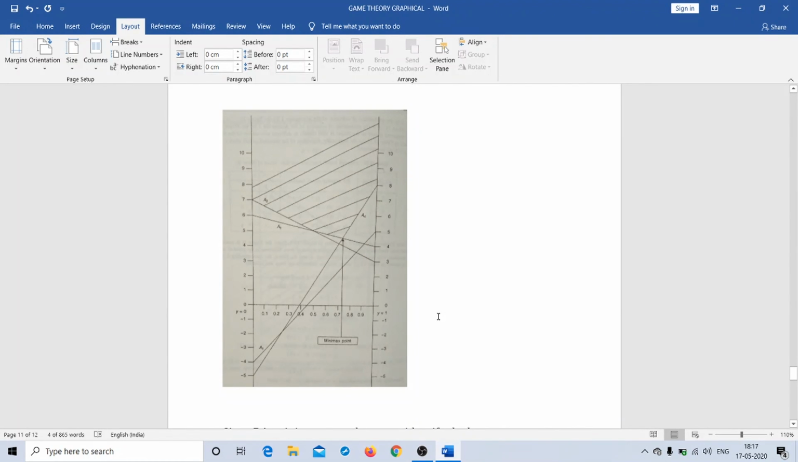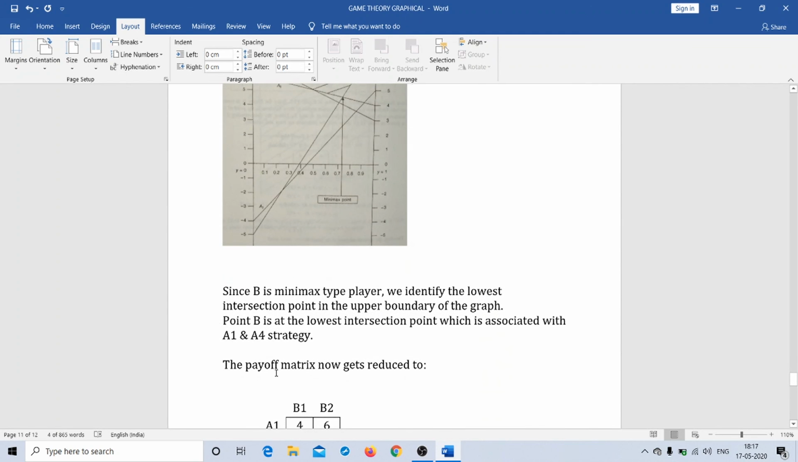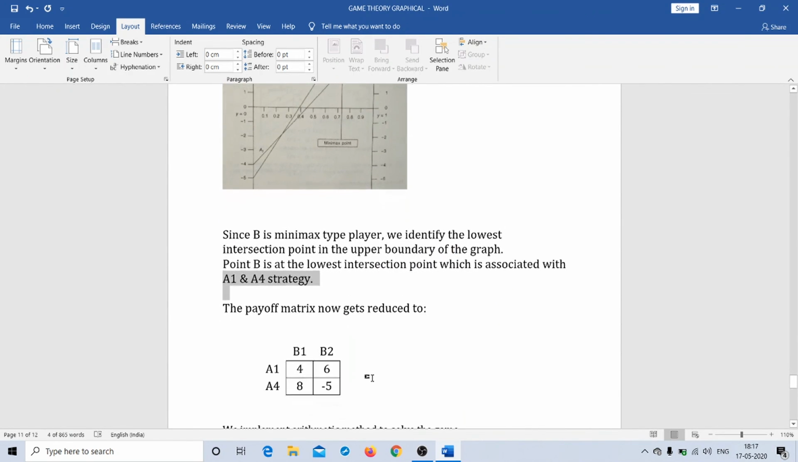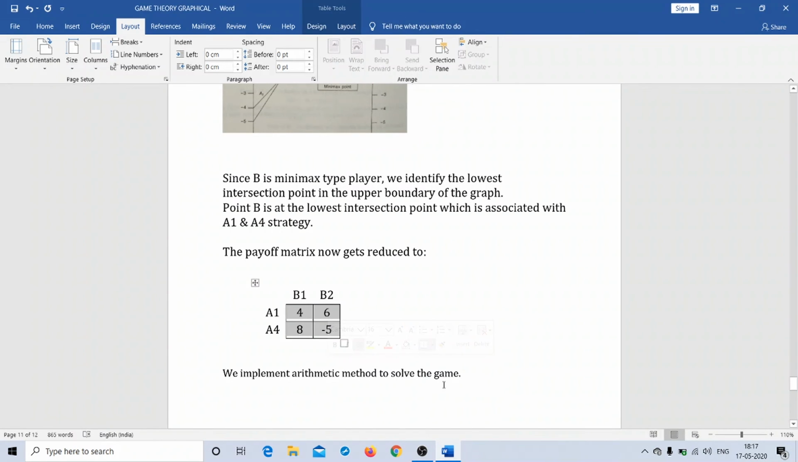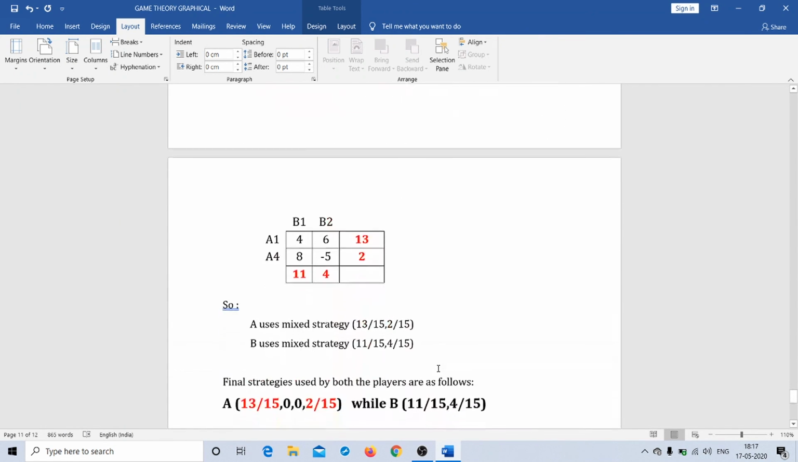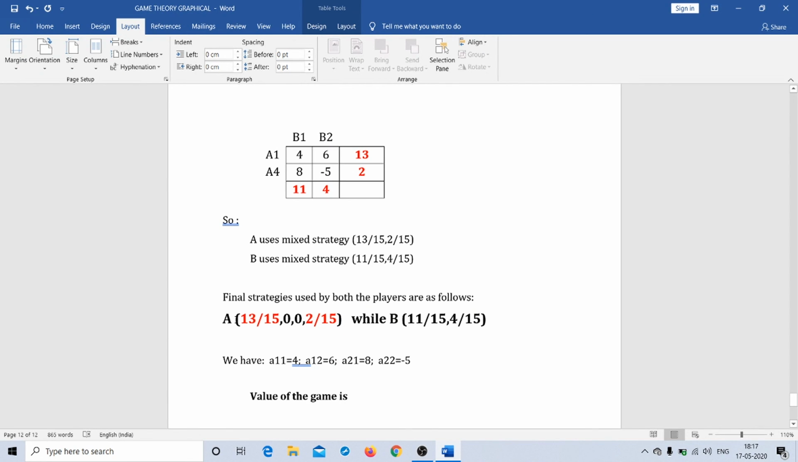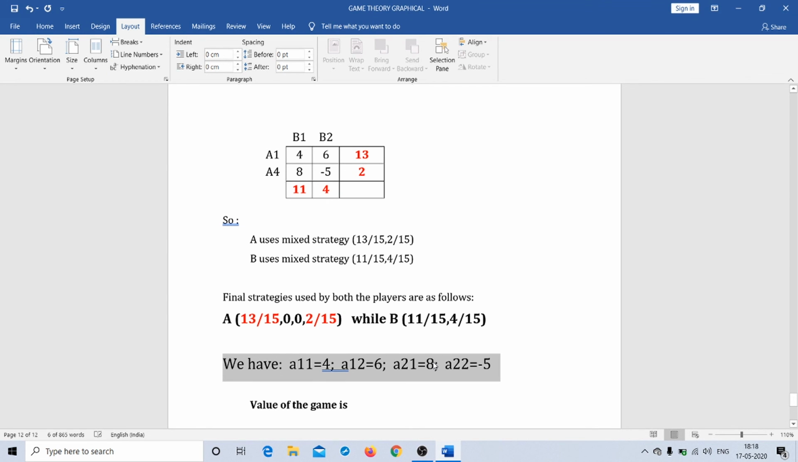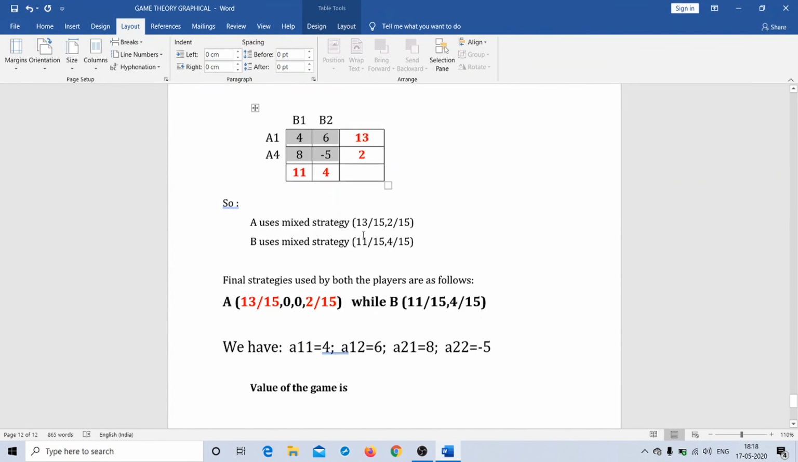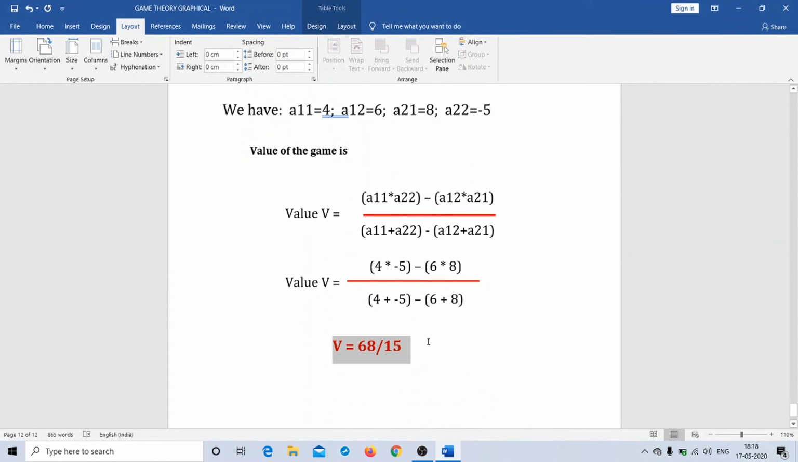Sorry for the clarity. Once I draw this, this is my lowest intersection point in the upper region, which belongs to A1 and A4. Hence my payoff matrix gets reduced to this, and then I implement the arithmetic method to solve the problem. So this is the strategy I finally get. Player A uses 13 by 15, 0, 0, 2 by 15, while player B uses 11 by 15 and 4 by 15. These values come from my reduced payoff matrix, and I substitute as usual and get the value of this game as 68 by 15.